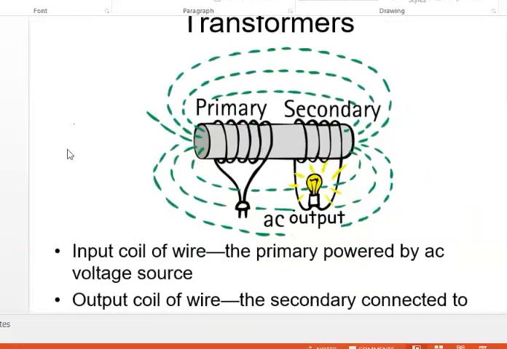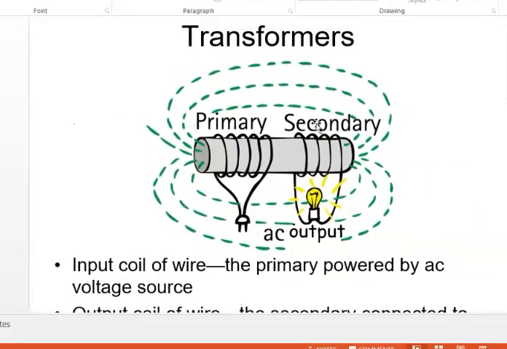And the same electromagnetic induction can be used in the case of a transformer. This is an application of Faraday's law. You would have seen a transformer near your house, and you need to know how this transformer works.